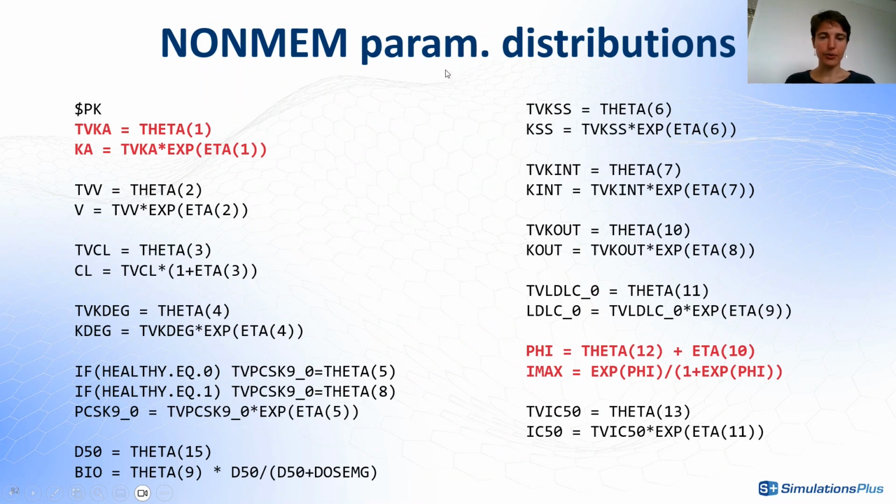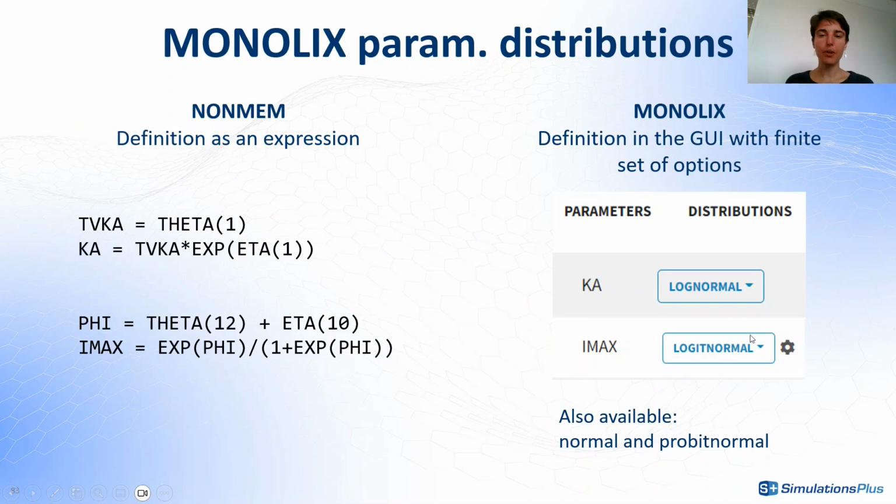That's a continuation of the NONMEM control stream where we define the parameter distribution. So here I have a log normal distribution, and here I have actually a logit normal distribution with this small transformation. If I want to handle this in Monolix, I would select from the drop-down menu, and that's what we have already seen before actually. So we have log normal, logit normal, normal, and probit normal available in the list.